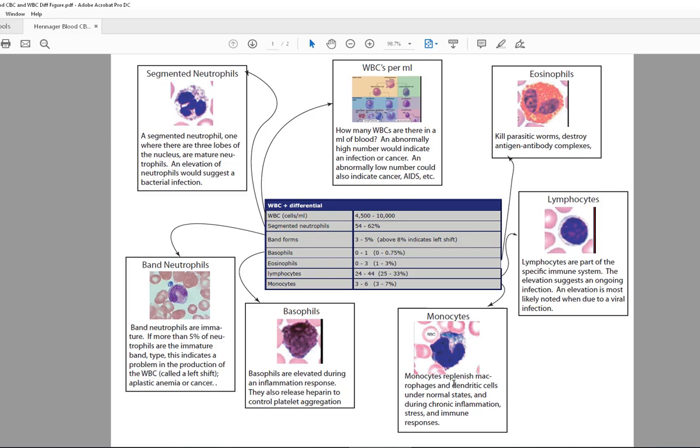Monocytes are really huge, and I'll show that in a second. That's chronic inflammation or chronic immune responses. Basophils to me kind of look like cotton candy. I know that's a stretch, but those are involved in inflammation.